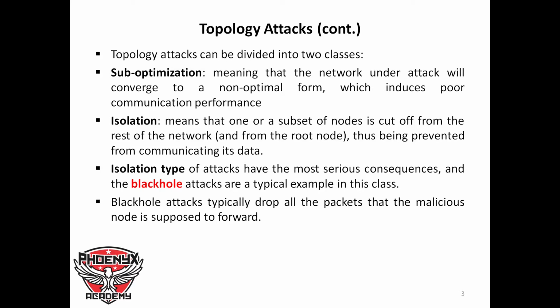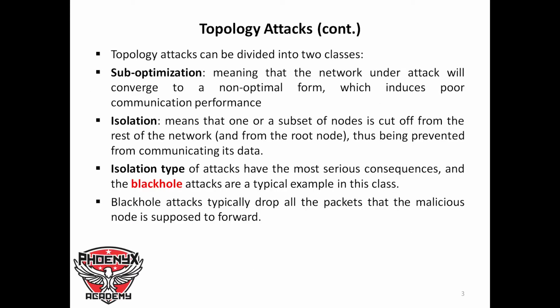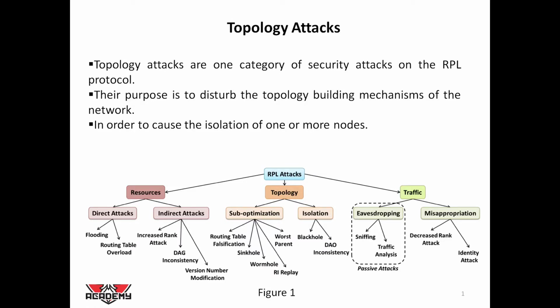Topology attacks are divided into two classes. We have sub-optimization, as we can see in the diagram. In sub-optimization, the network under attack will converge to a non-optimal form, which will cause poor communication performance, reducing the optimal performance of the network. Some examples are the sinkhole attack, wormhole, and replay attack, and also the worst parent attack.